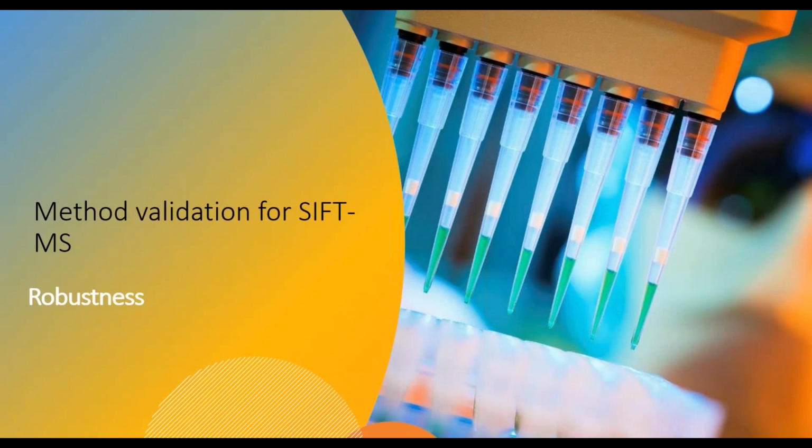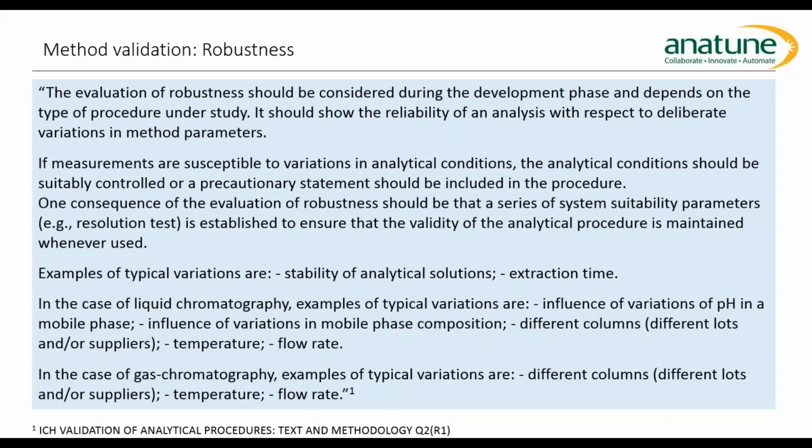So moving on in the ICH guidelines, we now look at robustness. So what do we mean by robustness? Well, what we want to do with robustness is understand how robust the system is to small changes that you can't control day to day on the analysis. So if the temperature in your lab is slightly higher, is the methodology going to fall apart?